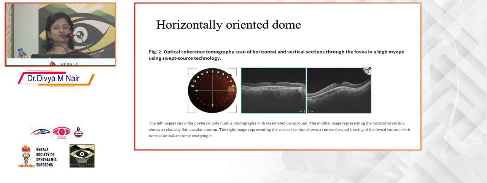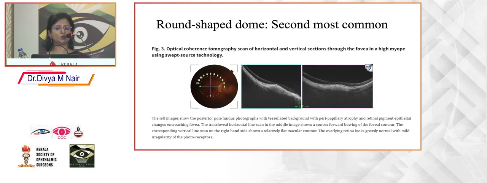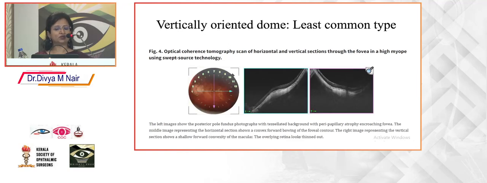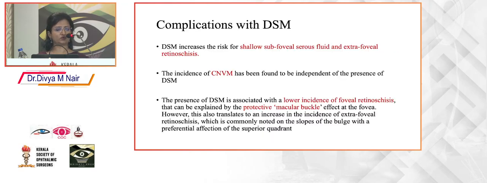So always in case of myopia, when we are taking an OCT, remember to take the horizontal and vertical sections also. Even in the vertical sections, we can have new findings in regard to pathologic myopia. In a horizontally oriented dome, the vertical scan will show more protrusion. In a round-shaped dome, the second most common type, both horizontal and vertical will show convex protrusion. Vertically oriented is the least common, where in the horizontal scan itself you can see the protrusion.